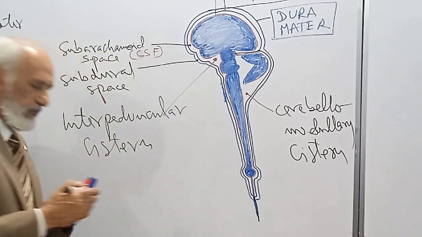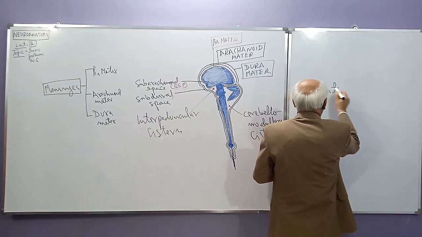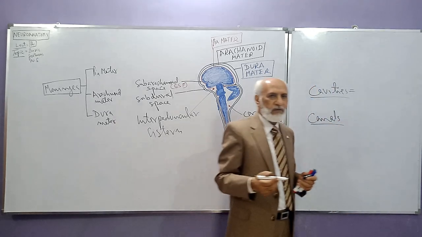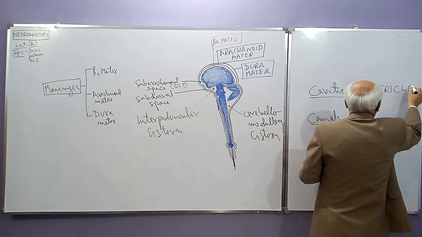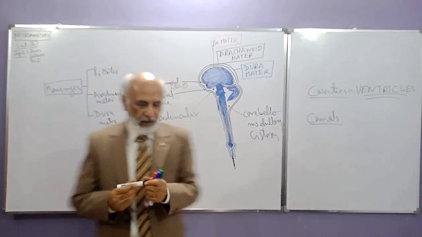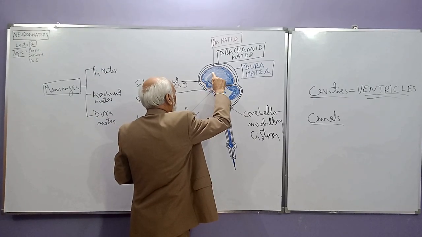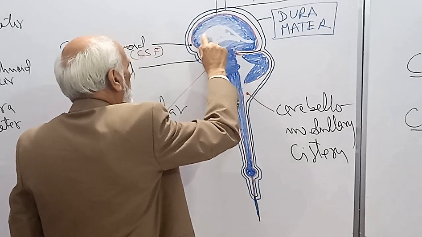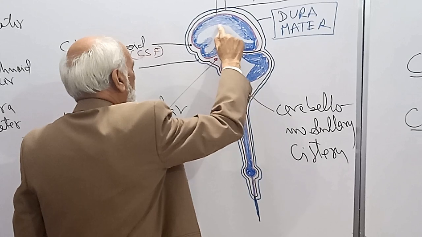The brain and spinal cord are not completely solid. Inside the brain and spinal cord there are cavities and canals. The cavities are known as the ventricles, which are intercommunicated with one another by canals. So here this is the cerebrum. Inside the cerebrum again there is an irregular cavity, for example, this irregular cavity in the cerebral hemisphere, known as the lateral ventricle.